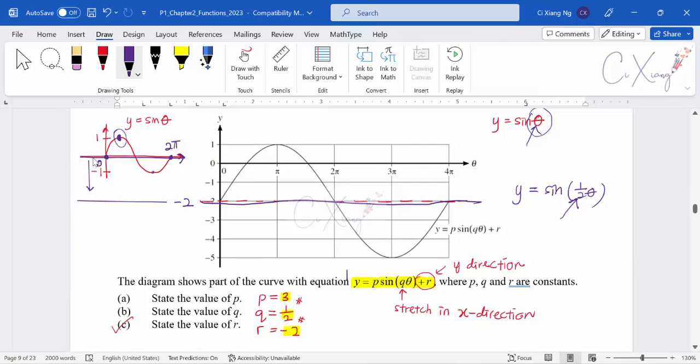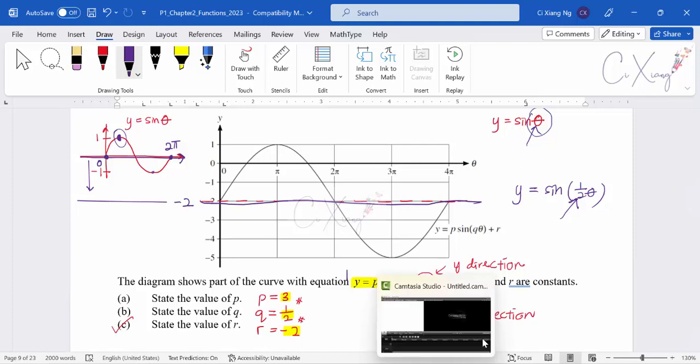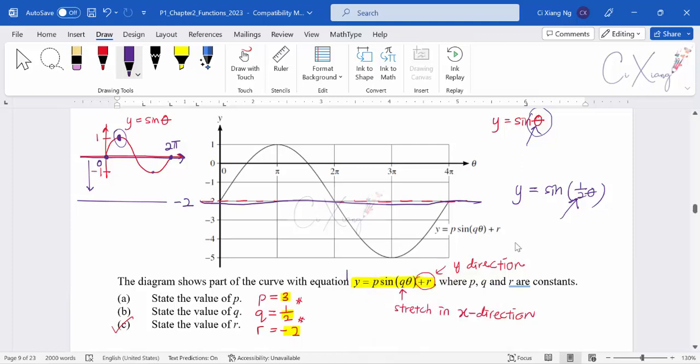Therefore, I'm using this as a reference line to observe and realize that it has been shifted down 2 units. Shift 2 units downwards. So from here, I know that the value of R is equal to negative 2. So this is how we basically solve example 11, by trying to observe all the values and also the shape of the graph, then we can get all the answers here.